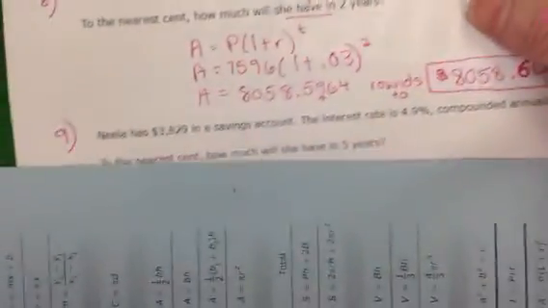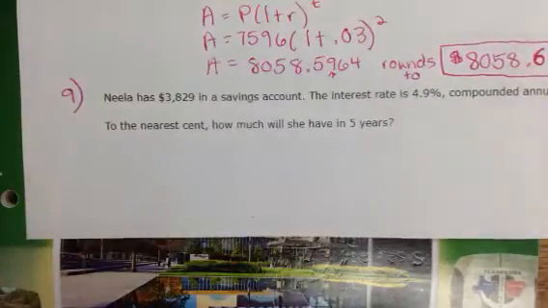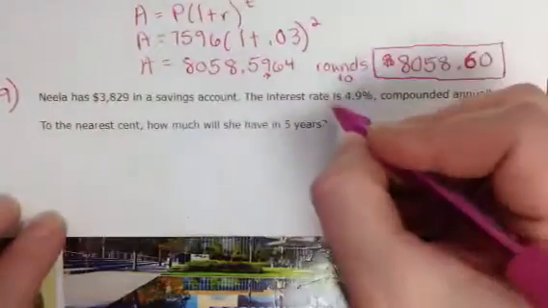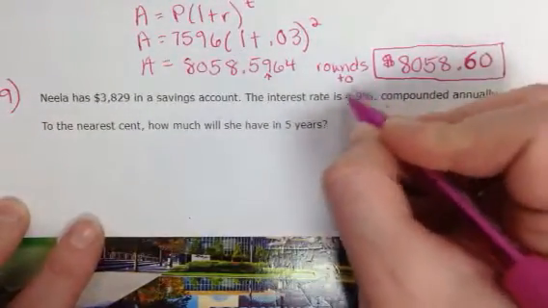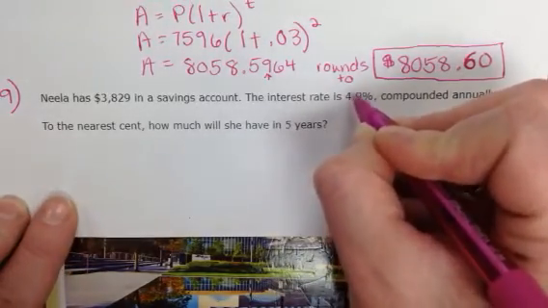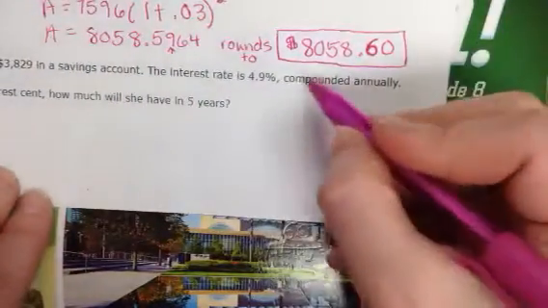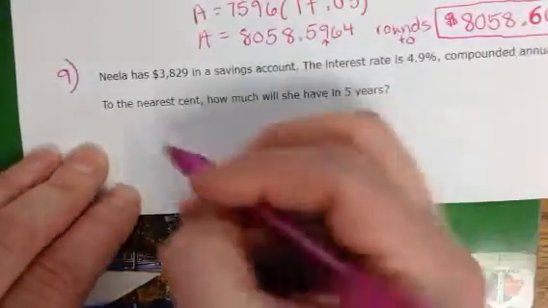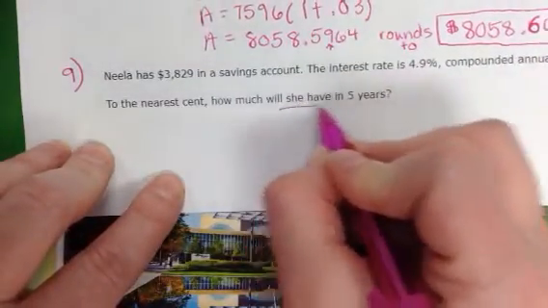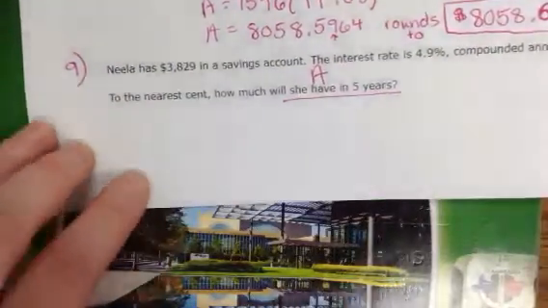Okay, the last one, number 9. Neela has $3,829 in a savings account. The interest rate is 4.9%. This is the first one that we've had that already had a decimal in it, and I see a lot of kids in 8th grade make a mistake on these problems. So let's see. It's compounded annually. To the nearest cent, how much will she have in 5 years? They want all of it, her ending amount, okay?